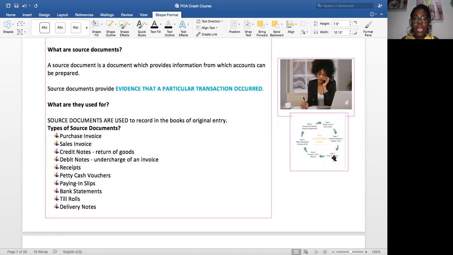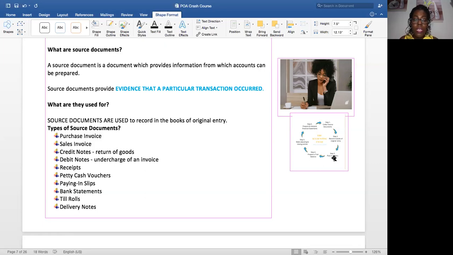So what are some types of source documents? We have purchase invoice, sales invoice. These 2 we get either when we purchase or when we sell. So a purchase invoice, you get that when you purchase something. A sales invoice, you issue that when somebody buys from you. And I'm saying you because I like to tie the accountant together with the business because they're a team, right? You're working for the business, so you become part of the business.